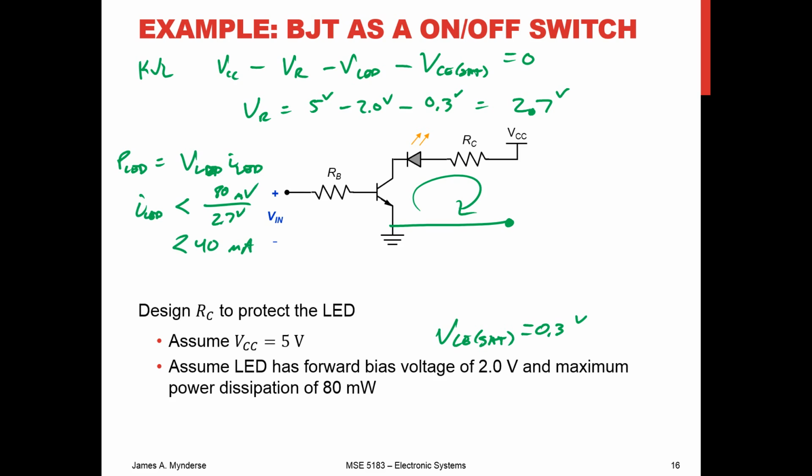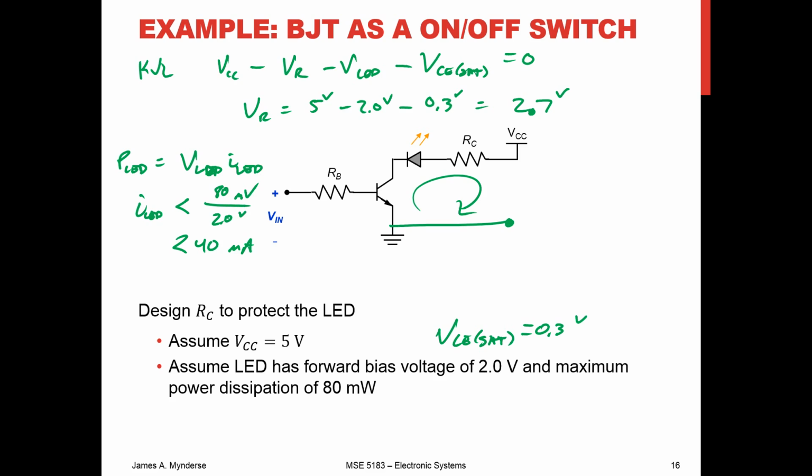Does that have anything to do with the 40 milliamps from the previous slide? No, it doesn't. It just worked out that way when I did the math. Sorry, that wasn't 2.7 volts. What am I thinking? That was 2.0 volts because it was the forward bias voltage. Sorry. So there's my 40 milliamps.